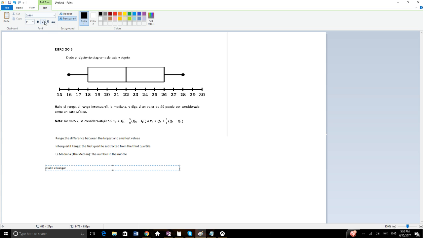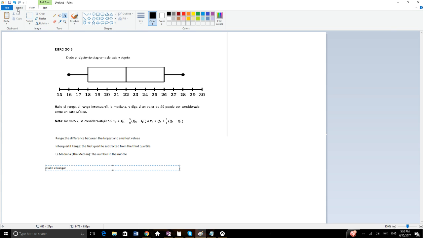To be able to do that, we need to know what the range is, and I've actually looked it up on the internet for you. I know that it's in your book, but I wanted it to be all right here. So here's the definition of what the range is right here: the difference between the largest and smallest values on the graph.